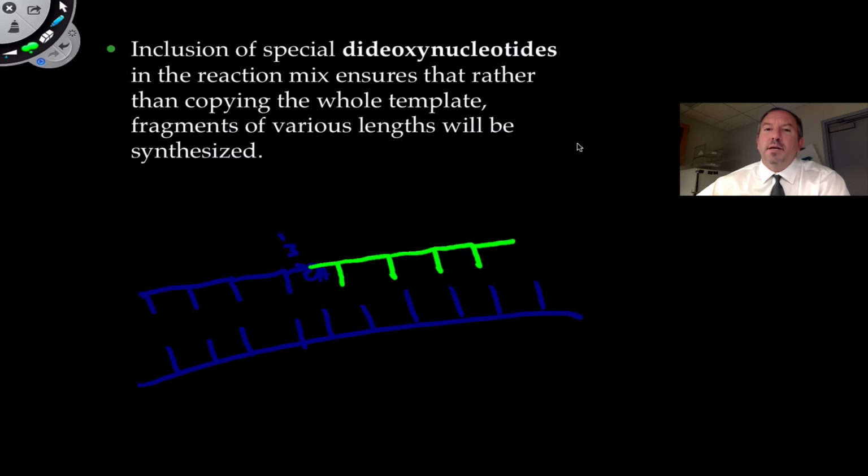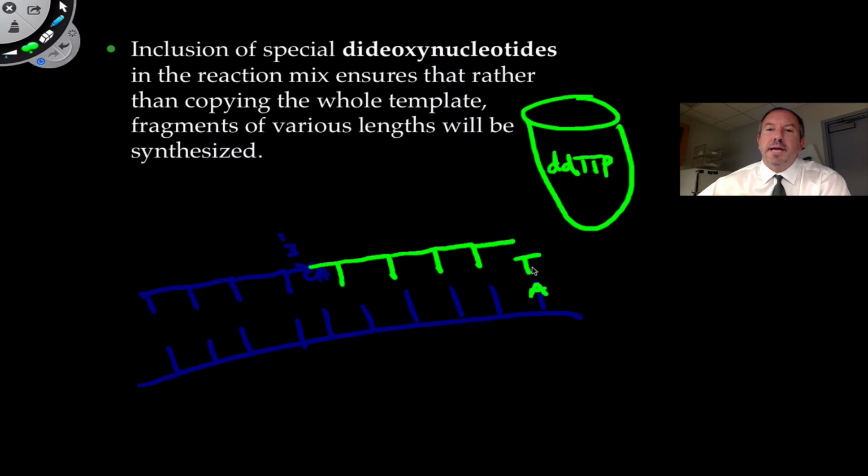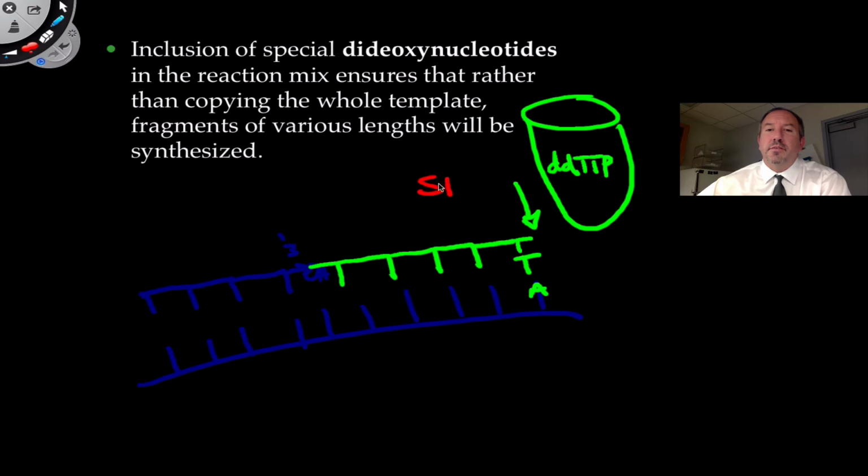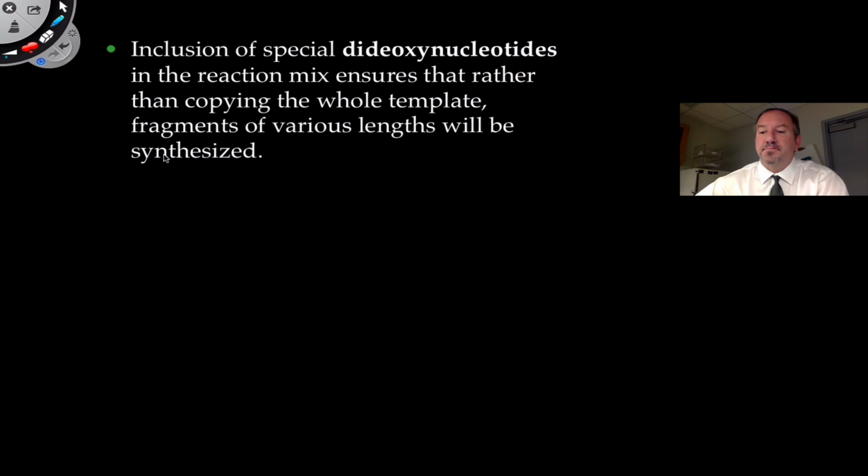But then when in the tube, when you get one of those defective ones, so the ddTTP comes in, and when that one's put in, say that's a thymine right there, so this would be adenine. If you put this one in, that's it. That means things are going to, and I'll emphasize this in red, things are going to stop, because that defective nucleotide is not going to have the 3' hydroxyl group, and so it's going to terminate the elongation.